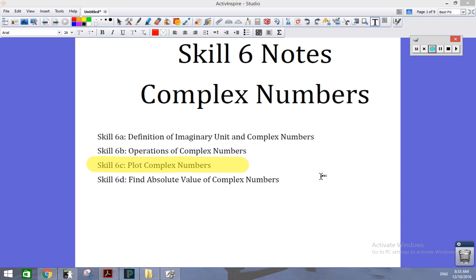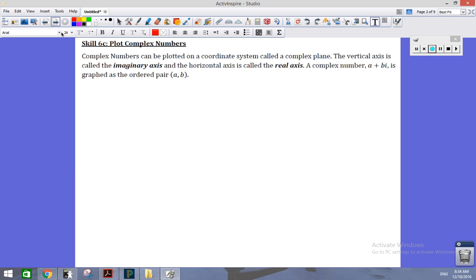We're taking a look at Skill 6 notes, which is complex numbers. We've looked at the introduction of an imaginary unit and the standard form of a complex number, and we've looked at how to do operations on complex numbers. Operations meaning addition, subtraction, multiplication, and division. Now we want to plot complex numbers, and you'll find this extremely straightforward.